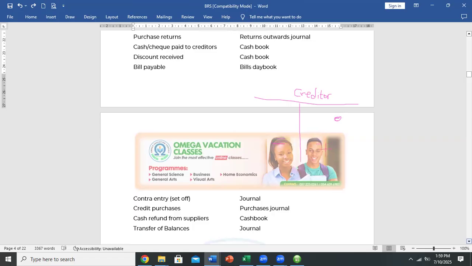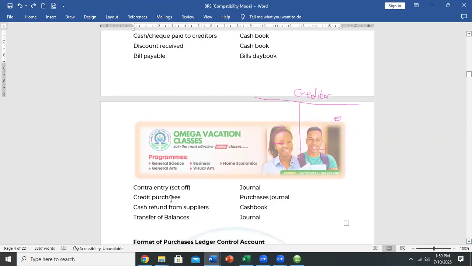Credit purchases. We are purchasing from the supplier on credit. That will mean that we owe the person more, so that will be credited. Then cash refund from suppliers, of course, that would also increase our balance. The person we owe is giving us a refund, right? Then that would restore how much we owe. So that is also going to be credited.